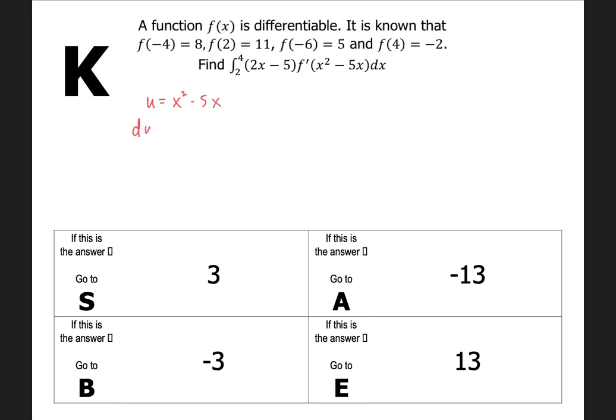Okay, take the derivative of both sides. Okay, I have to put that in parentheses because that whole thing gets multiplied by dx. Okay, so just notice that this thing will become u, and then this 2x minus 5 dx together will become du.